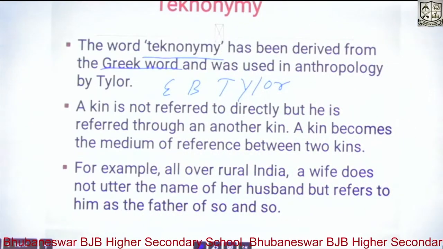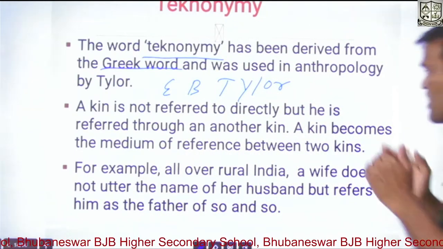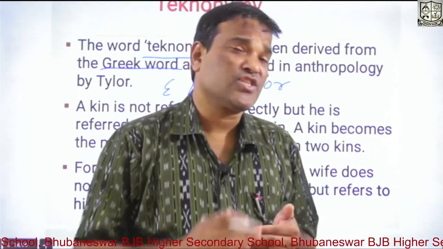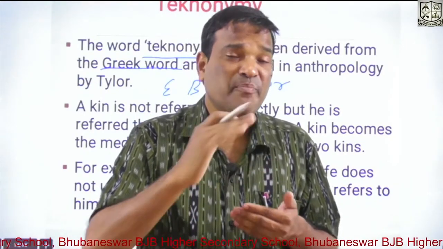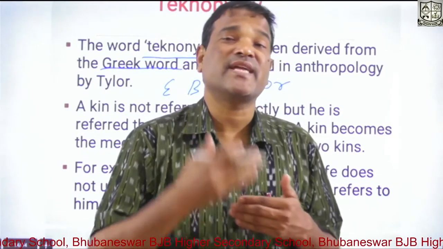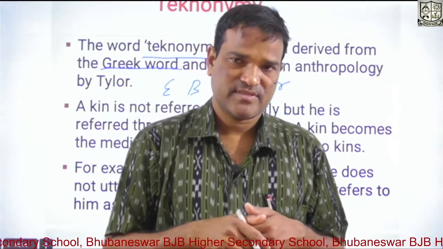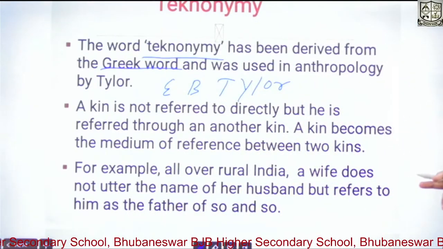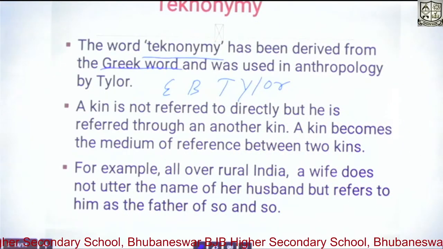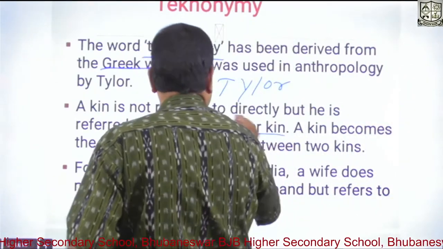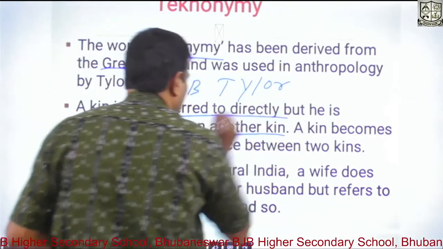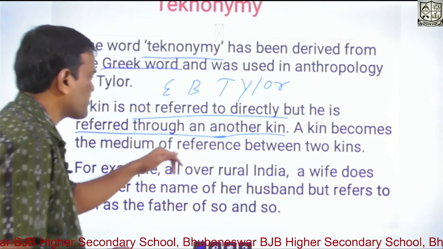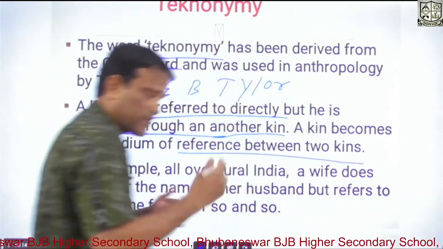So, what is teknonymy? A kin is not referred to directly. Under teknonymy, a kin is not referred to directly, not called directly by his wife. He can be referred to through another kin. A kin is not referred to directly, but is referred to through another kin. So a kin becomes the medium of reference between two people.